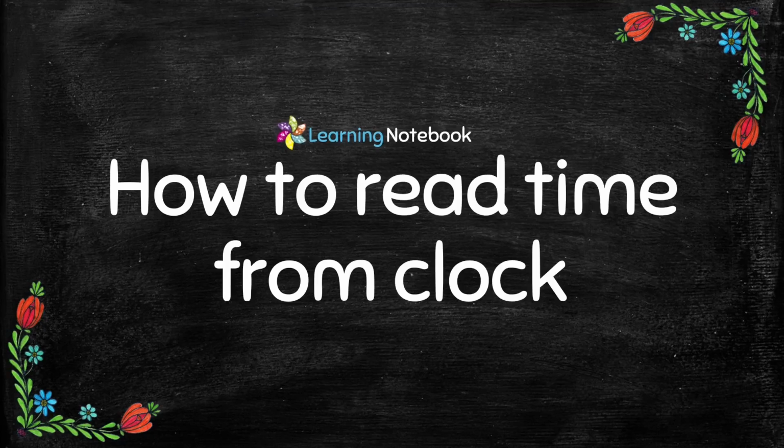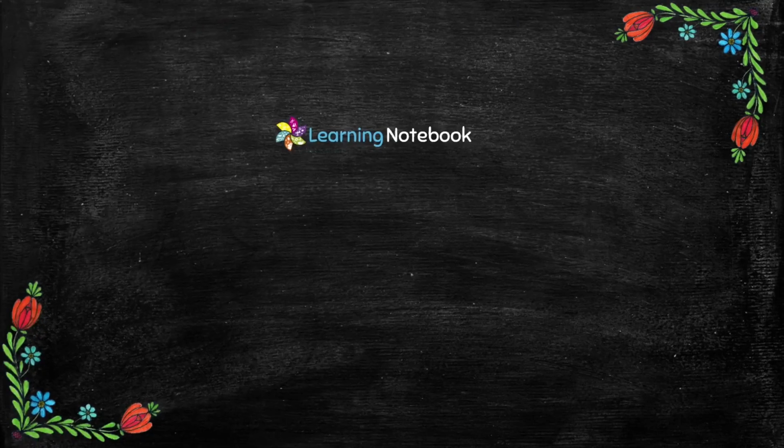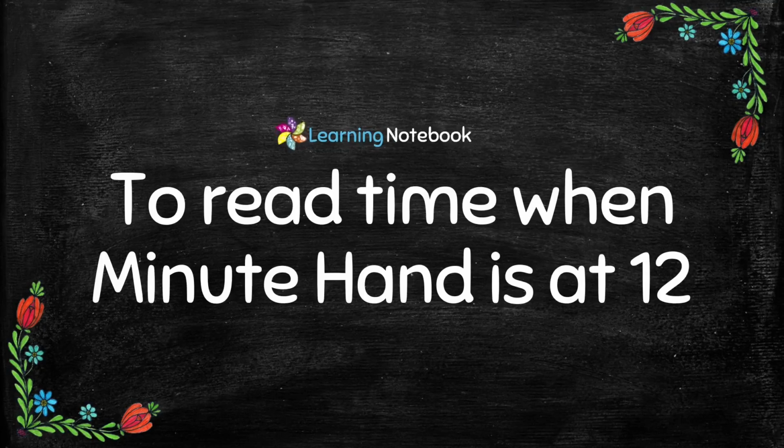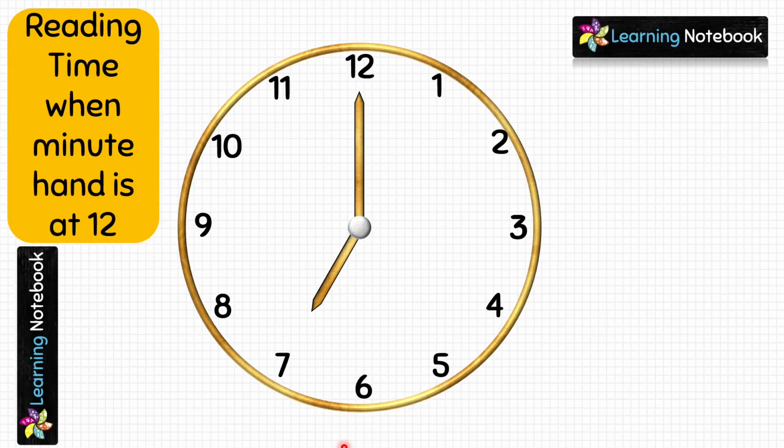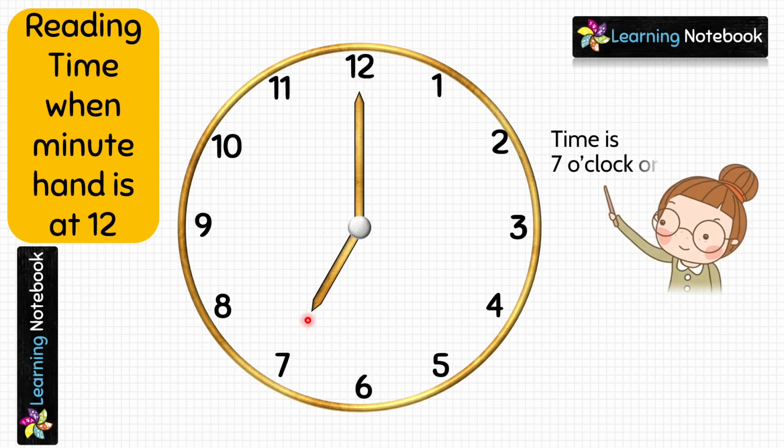Now let's continue and understand how to read time from clock. First we will learn how to read time when the minute hand is at 12. Students, look at this clock. Here, the minute hand is at 12 and the hour hand is at 7. We read this time as 7 o'clock or 7.